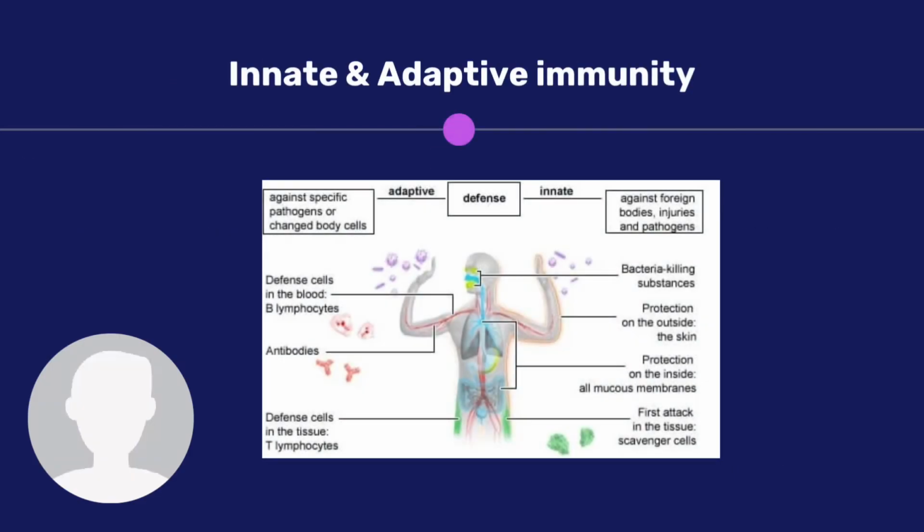So here we have a diagram of the innate and adaptive immunity. On the left-hand side, you can see the adaptive immunity, the B lymphocytes as well as the T lymphocytes, and on the right-hand side, you can see a small description of the innate immunity.